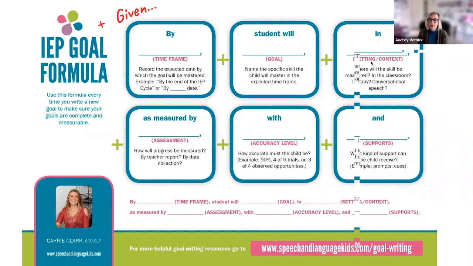So I think, remember I said before about what makes a good goal, right? One of the first things is, is it measurable? Can you count it, right?